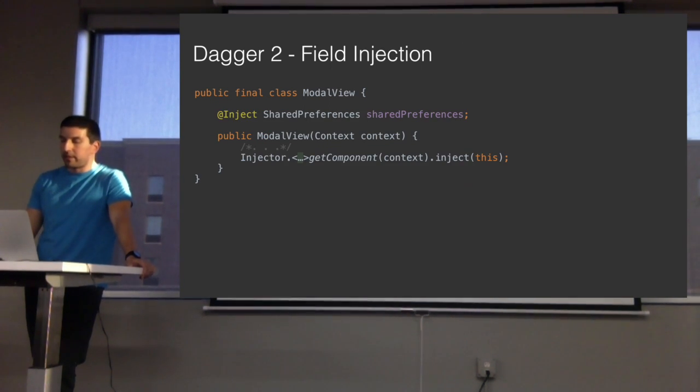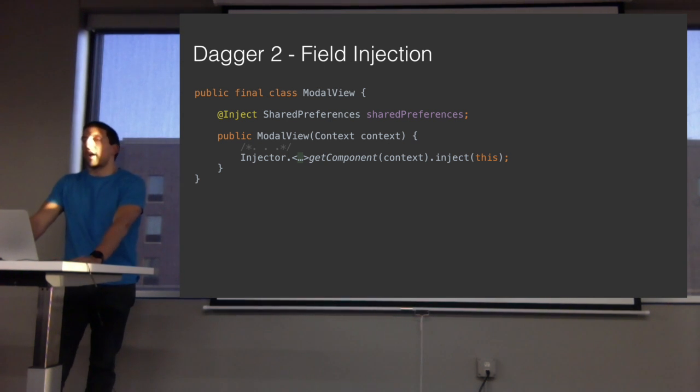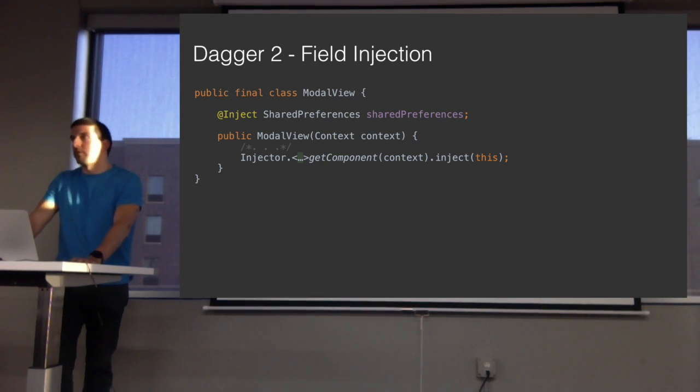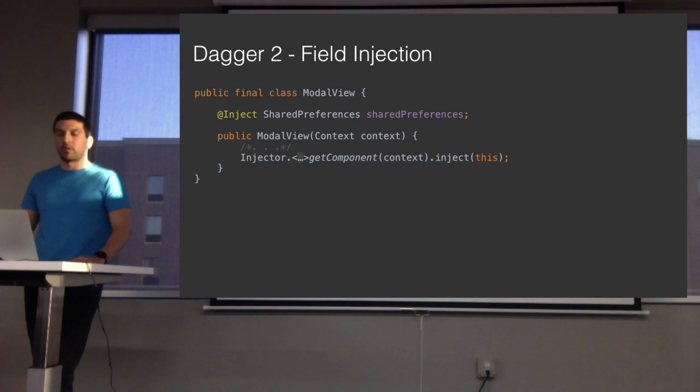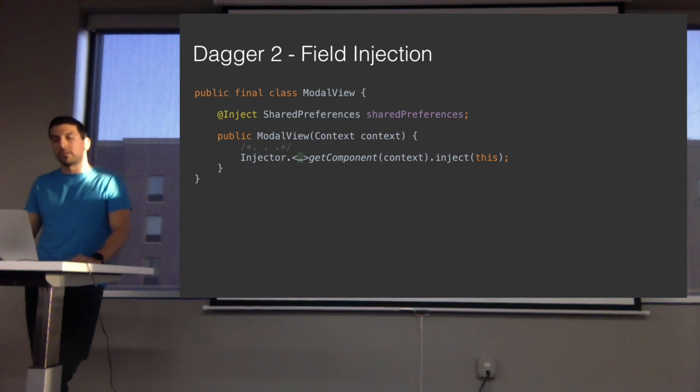If we look at field injection, this is something you'd use in fragments, activities, or views, where you don't have control directly over the constructor. You do have to use a component to manually inject the class, and in this case, I just have a helper class called injector that gets the typed component and calls inject. And so after that line of code, the shared preferences in this case will be available to use.